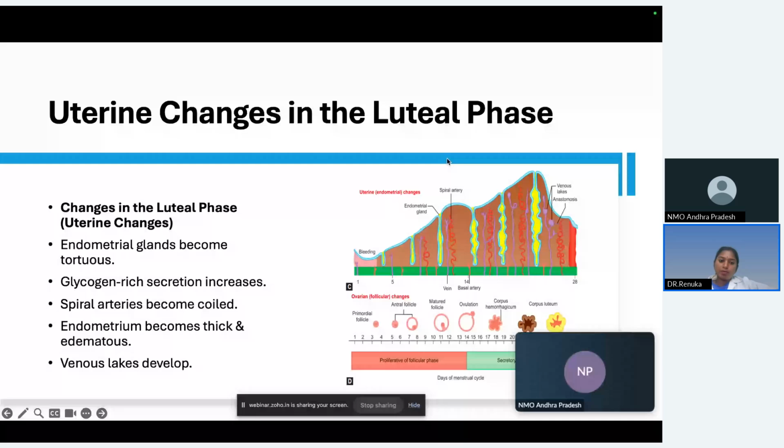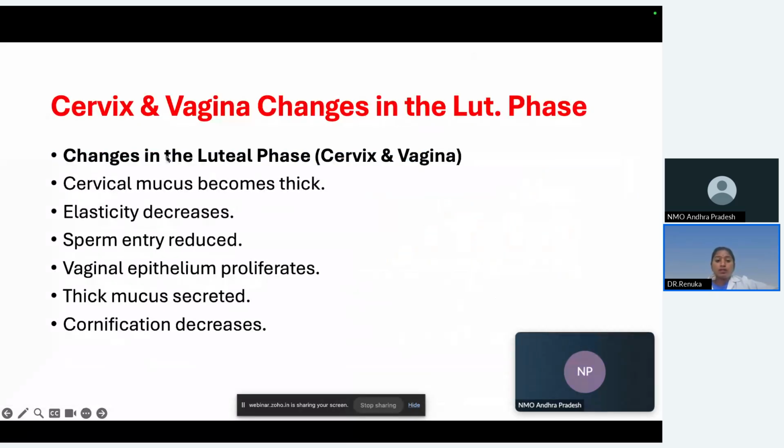And then what happens in the uterus? See, without seeing, you should be able to tell. Endometrium, what happened? Edematous endometrium is present. Spiral arteries are coiled, and tortuous endometrial glands are present. Venous lakes are present. Okay, these are all the changes in the uterus that happen in the luteal phase. And coming to the cervix and vagina, thick cervical mucus is present. So the elasticity decreases, sperm entry is reduced, thick mucus is secreted. This much, if you remember, it is good.